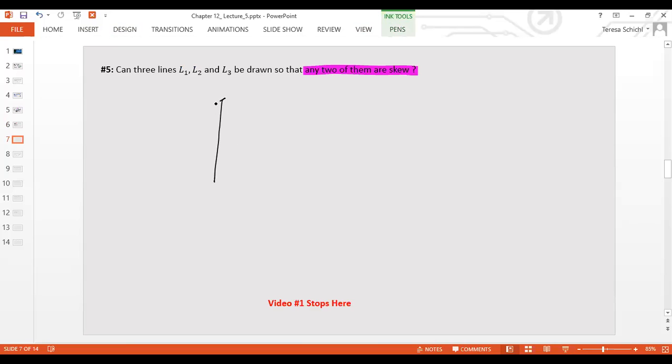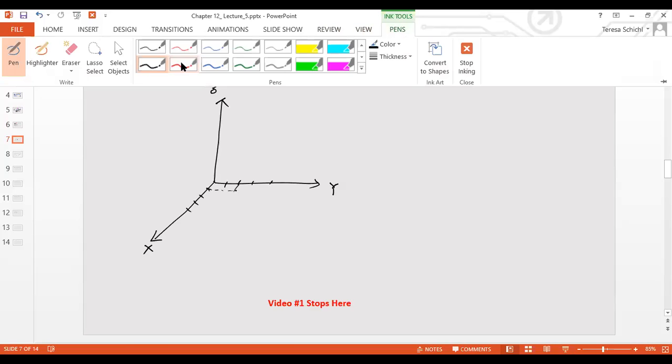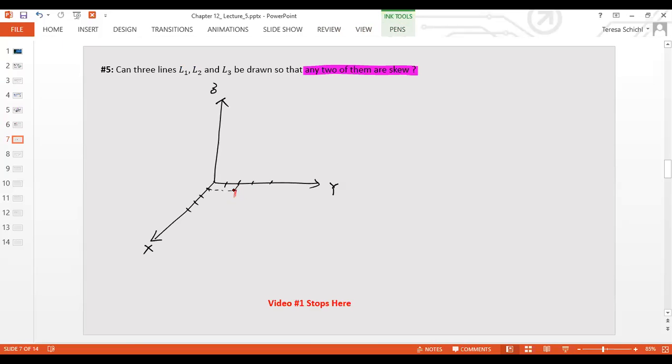So here, this is the z-axis, this is the y-axis, and this is the x-axis. Let me try to do the first one here. This is 1, 2, 3, 4. So the first one is 1 and 2. I'm drawing a line. The red one punches through the XY plane and is parallel to the Z axis.